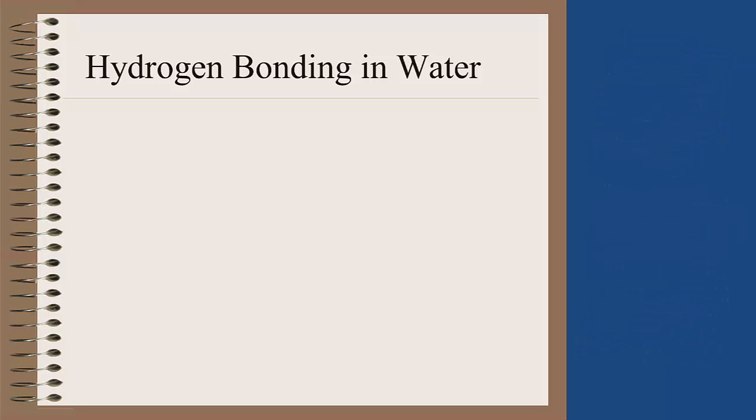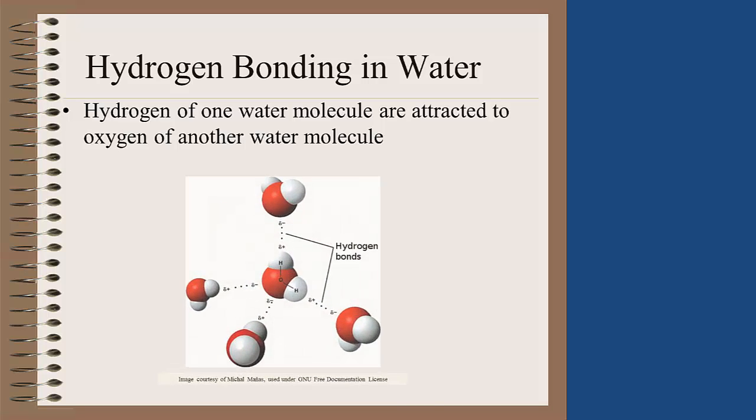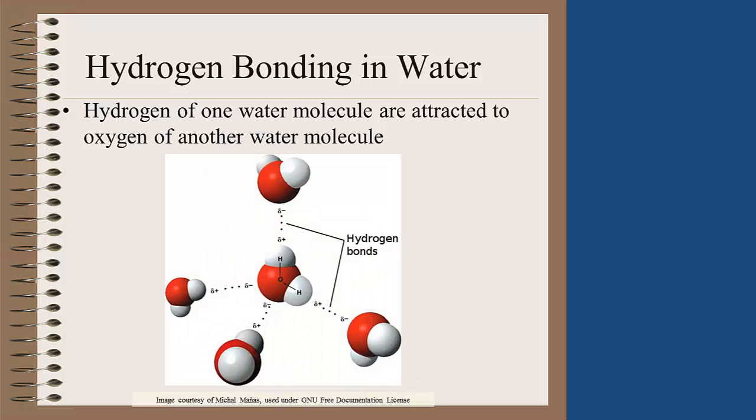Water is a classic example. When we take a look at water, we know that oxygen is quite a bit more electronegative than hydrogen. And so what happens is you get a partial negative charge on the oxygen, partial positive on the hydrogen end. And so adjacent water molecules are going to align themselves, hydrogen on one to oxygen on another, and that attraction is going to be one of these hydrogen bonds.